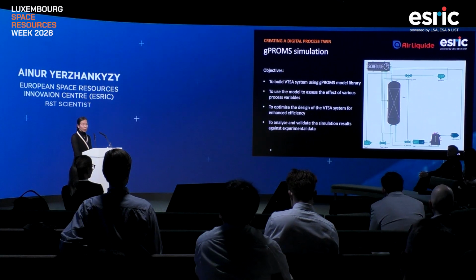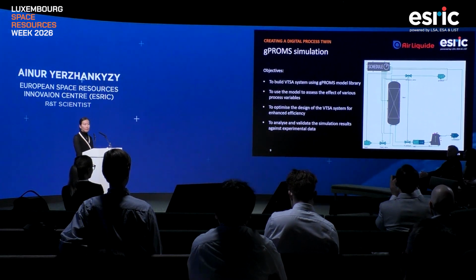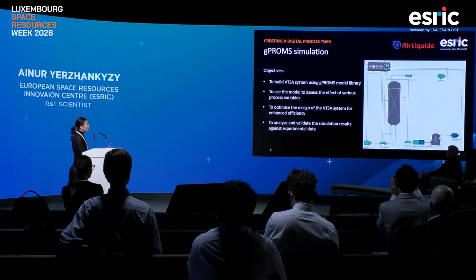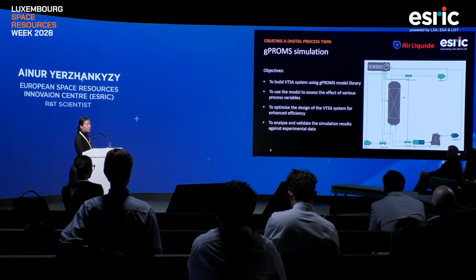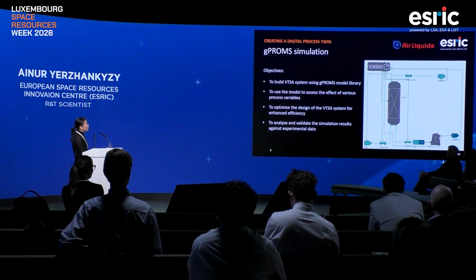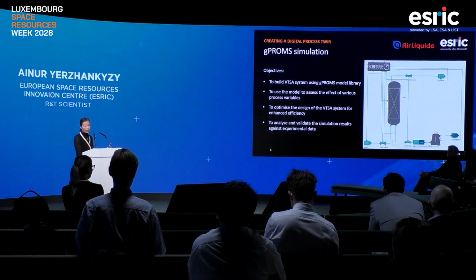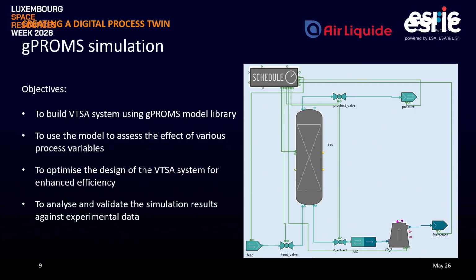Today's talk will show some of our simulation results. We are using commercially available software, gPROMS. This is used for process simulation, and we would like to create a digital twin of our hardware. So the idea is to, first of all, build a reliable digital twin and then use it to speed up our experimental work, to be able to optimize our hardware, and then predict how it would work when scaling up the system.